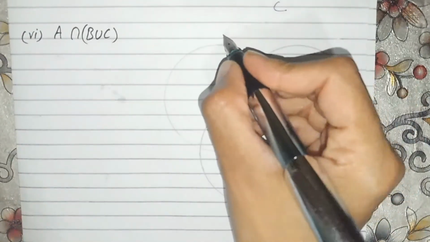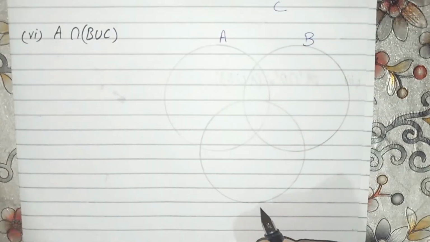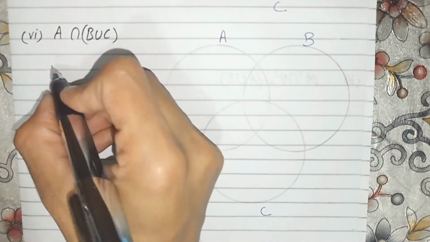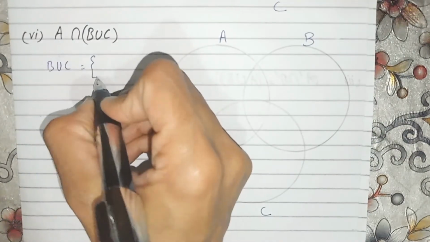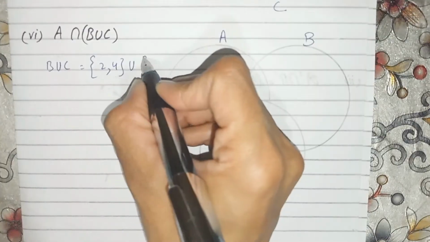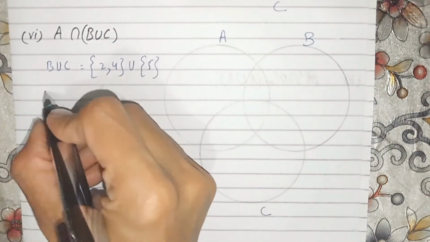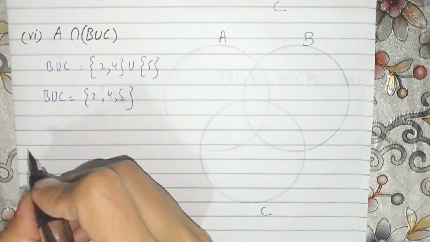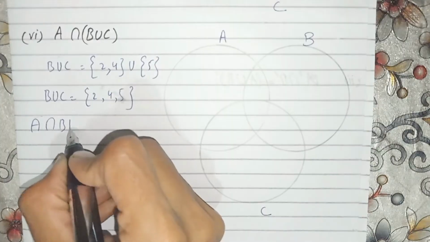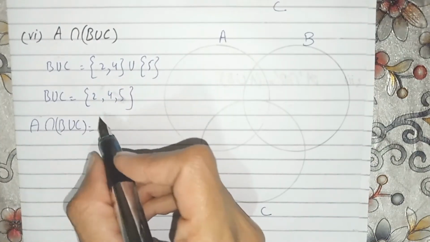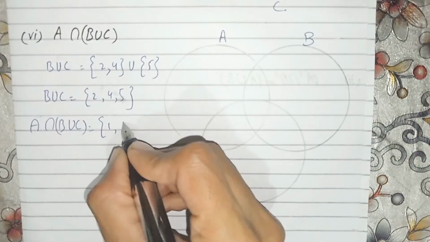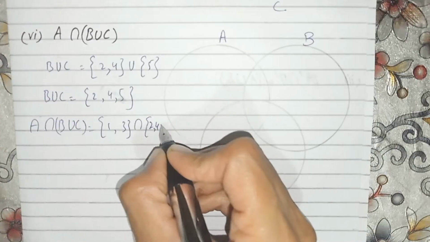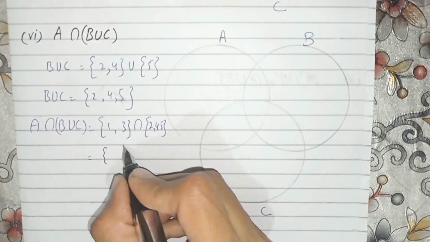Now students, part number 6, this is A, B, and C. First we have to find the B union C. B is 2 and 4 and C is 5. Now we have to take the union of it. We get 2, 4 and 5. Now we take the intersection of B union C, and it is 1 and 3, and intersection 2, 4 and 5. We get the empty set.